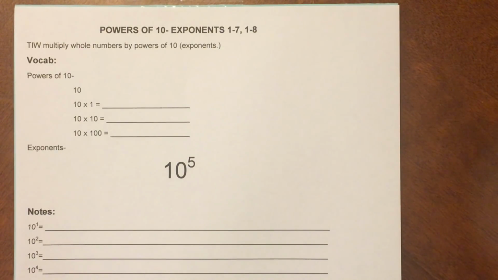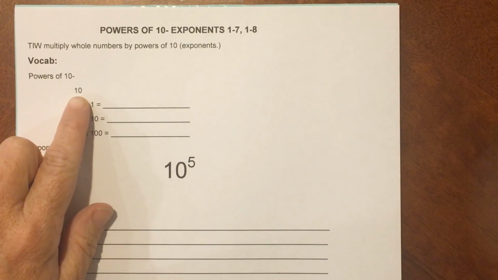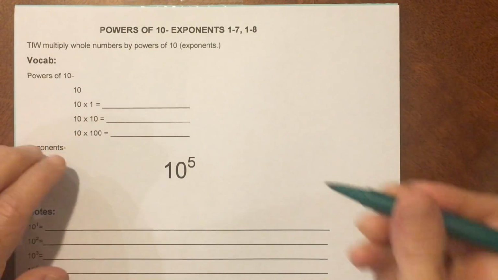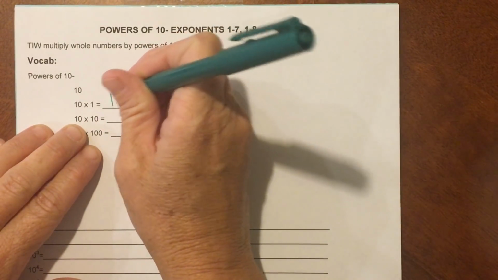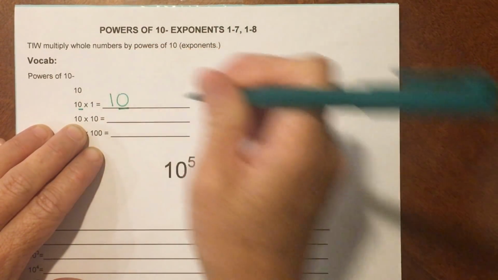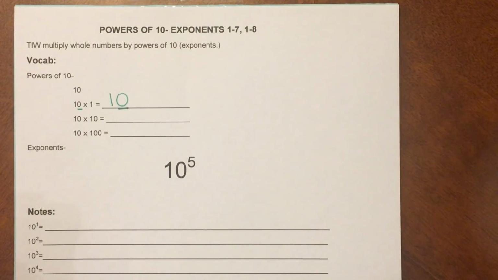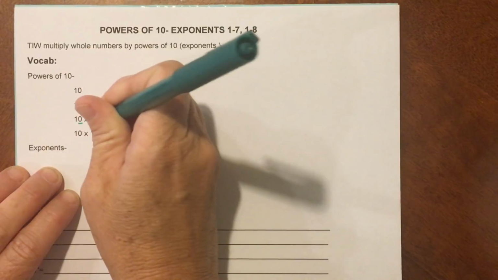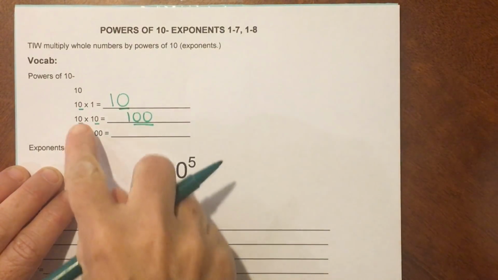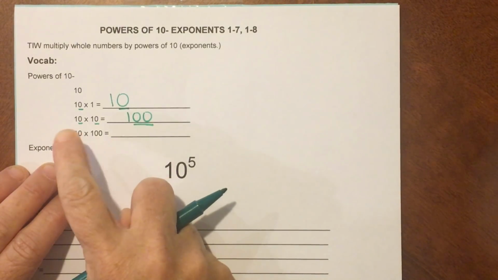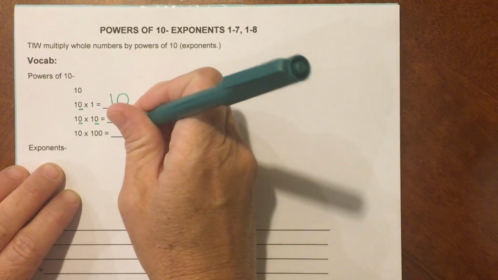Okay, so our vocab is, what are these powers of 10? Well, here we just have a 10 listed. Here we have 10 times 1. Well, 10 times 1, the answer is 10. I want you to notice something about the zeros as I work with these. 10 times 10, we all know, is 100. Notice what I'm doing with these zeros. 10 times 10 times 10 equals 1,000.